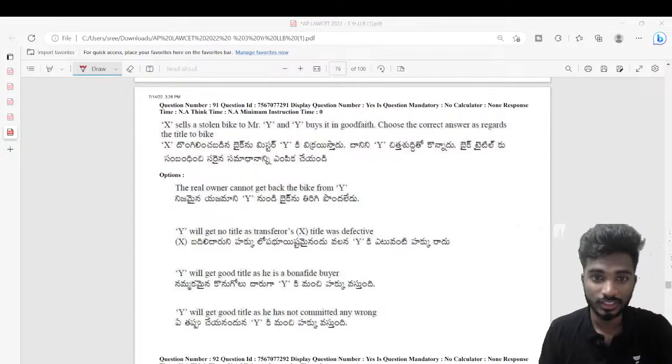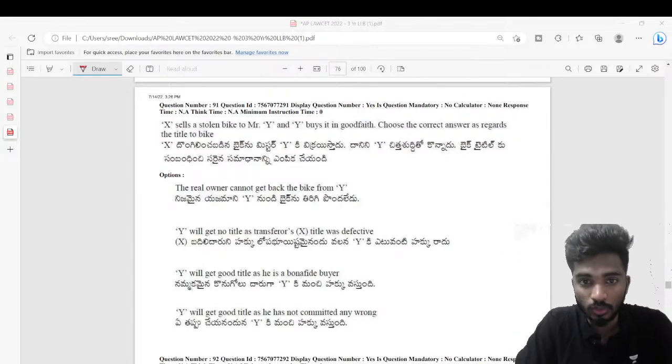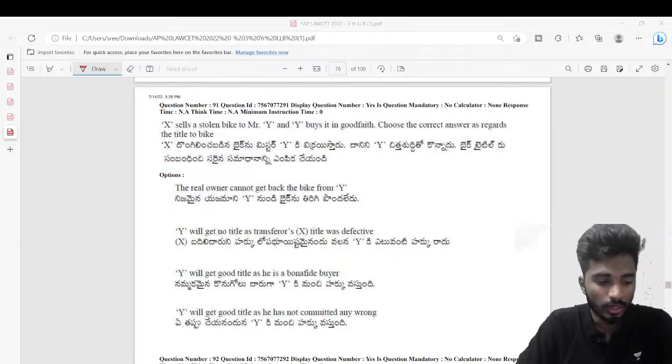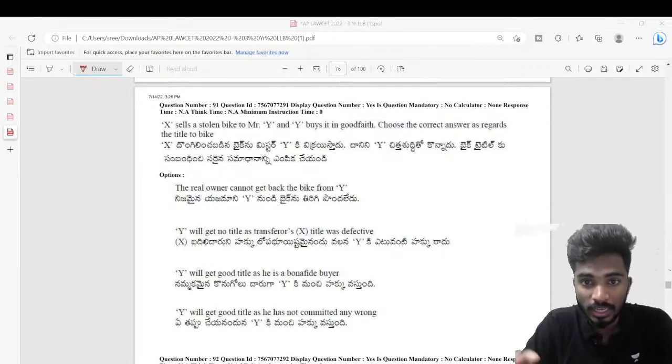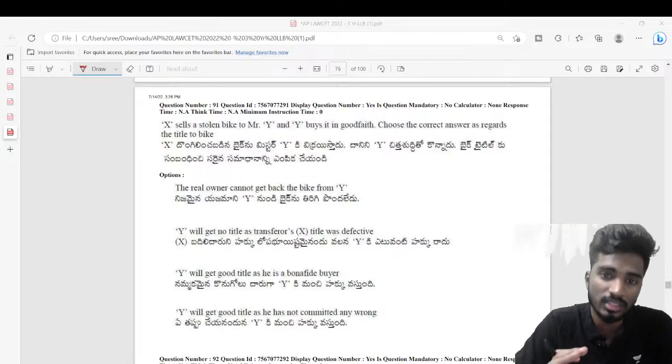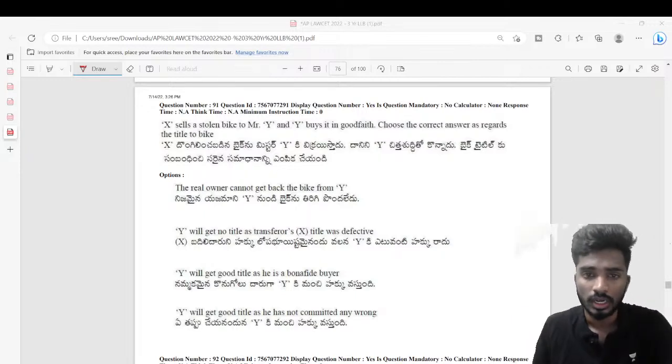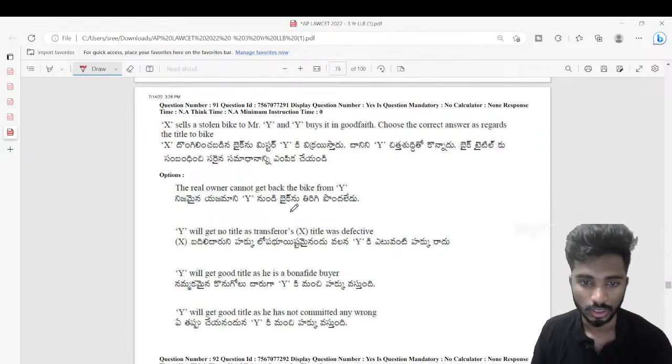Very interesting question. X sells a stolen bike to Mr. Y. X stole a bike and he sold it to Y. And Y buys it in good faith. Choose a correct answer, right? Buying in good faith means Y is not aware that X has stolen this particular bike. He thought that it is X's bike, pays the money and takes it. What is the option that is available? What is the answer?